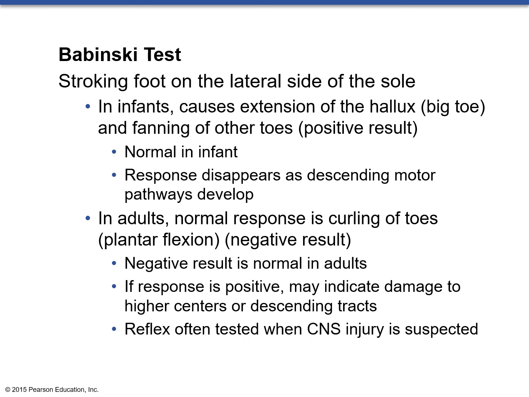Another test would be the Babinski test. The Babinski test is actually going to be stroking the foot on the lateral side of the sole. In infants, this causes the extension of the big toe and the fanning of the toes. This is a positive result and very normal in infants. However, it does disappear as descending motor pathways begin to develop and we have more voluntary control of our lower limbs. In adults, a normal response is a curling of the toes or no movement of the toes.